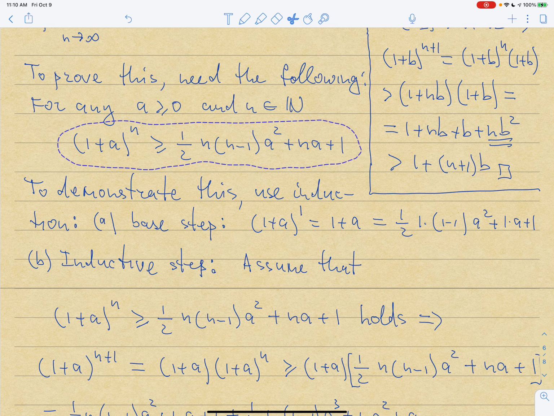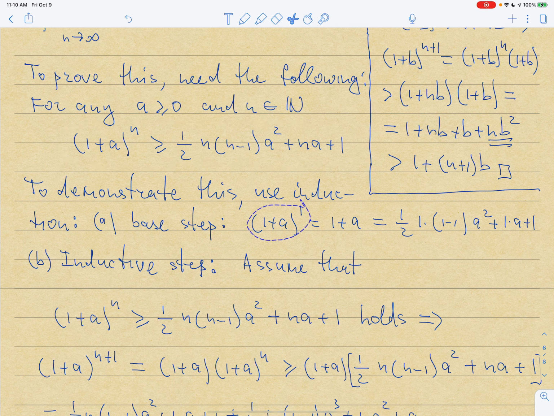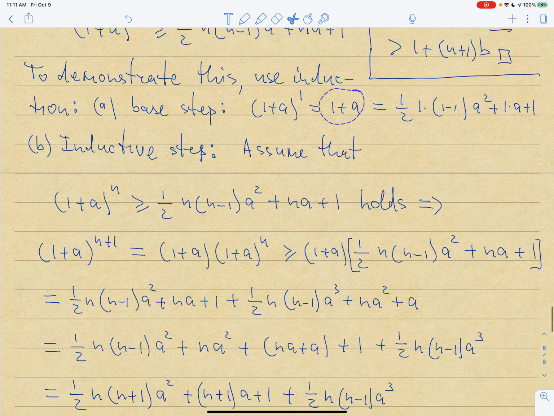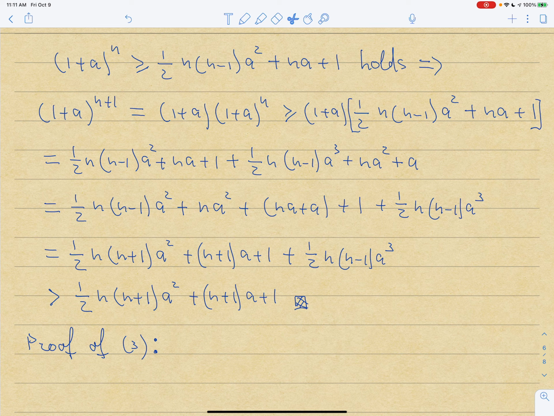Because this is a chain of infinitely many statements valid for all possible n, I can use induction. If I make n equal to 1, then the left hand side is (1 plus a) to the 1, that's 1 plus a. And the right hand side, if I make n equal to 1, the quadratic term disappears because 1 minus 1 is 0. And then you have 1 plus a, so again, this is 1 plus a. So the base step works. Next we do the inductive step. We assume that the statement is true for n, and I want to prove the same statement for n plus 1, using what I know about step n.